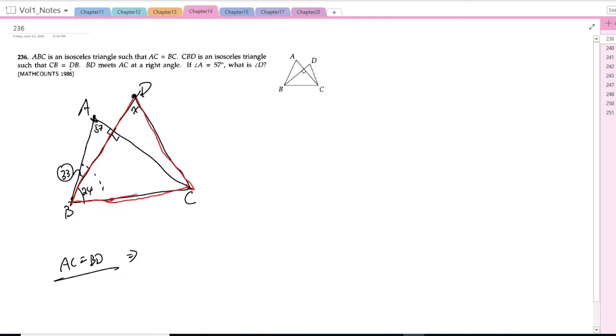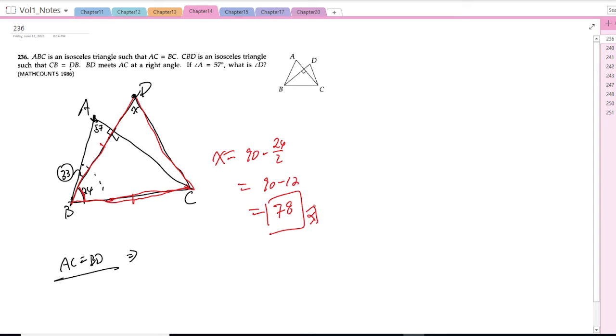That's BCD, right? So BCD is an isosceles triangle. This side equals this side. You know the vertex angle. You want to solve for x. So x is equal to 90 minus half of the vertex angle, which is 90 minus 12. So it is 78.